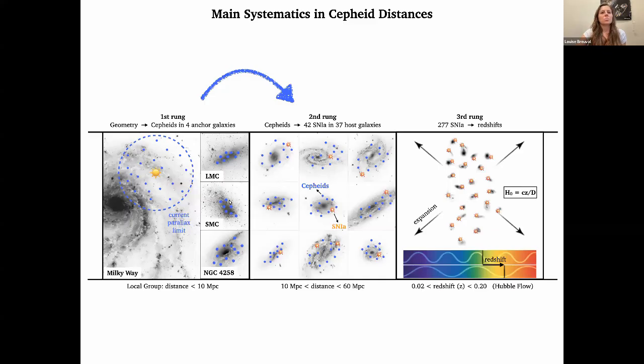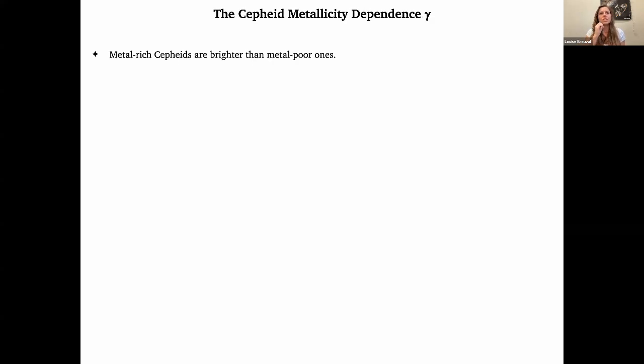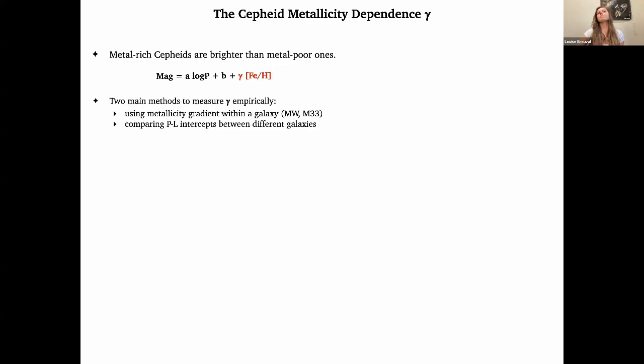And it's not necessarily the case, because LMC and SMC Cepheids are more metal poor than supernovae hosts. And we know that metal-rich Cepheids are brighter than metal-poor Cepheids, and this is quantified as the gamma coefficient in the period-luminosity relation. It's a small term, but we have to take it into account. And there are two main methods to derive this gamma term empirically. You can use a metallicity gradient. For example, even within the Milky Way, there's the gradient, and you can use it to trace gamma. Or you can compare different galaxies that have different abundances and compare the brightness of Cepheids.